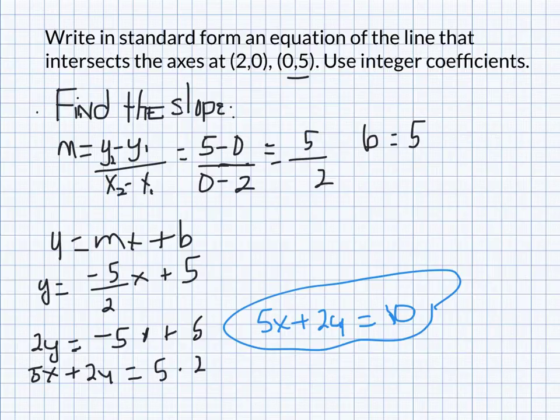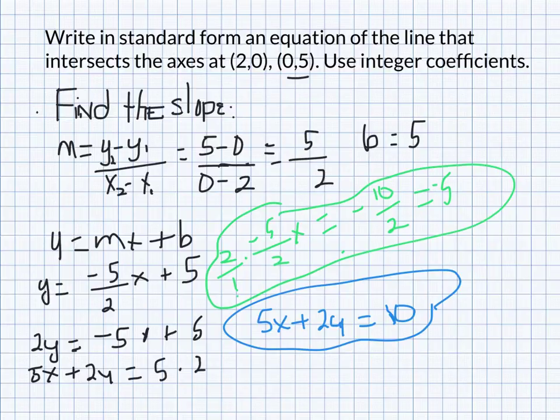We multiply both sides by 2 to get rid of the fraction. We end up with 2y on this side. In green here, I showed you how we multiplied the fraction side by 2, and we end up with negative 5x. Here we plug in, we have 2y equals negative 5x plus 10.